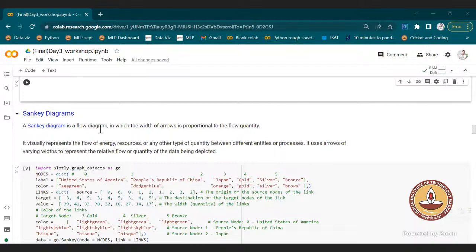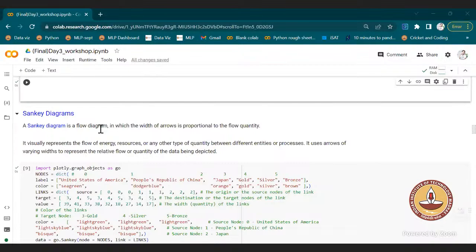Okay. So basically, this diagram is very helpful when you want to see the flow of energy from one side to another side. In those cases, this diagram is very helpful. We usually plot this diagram for that.